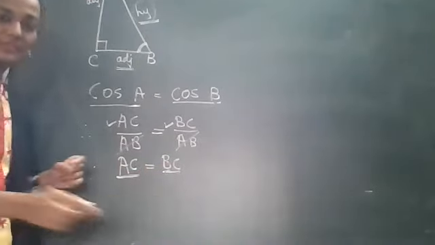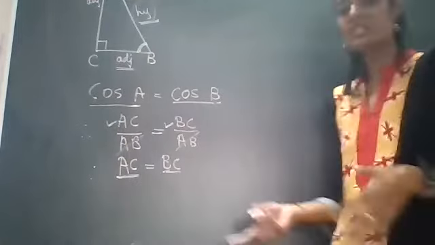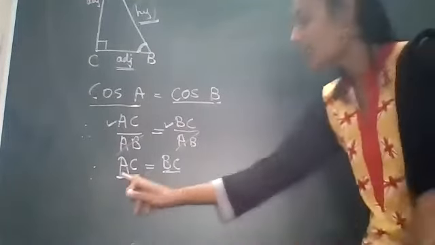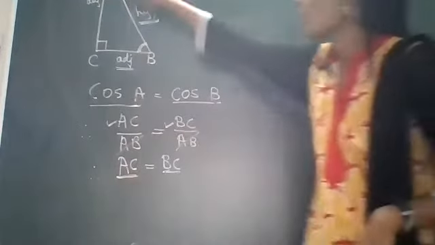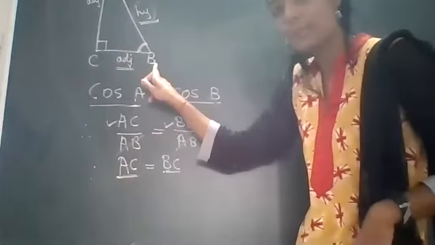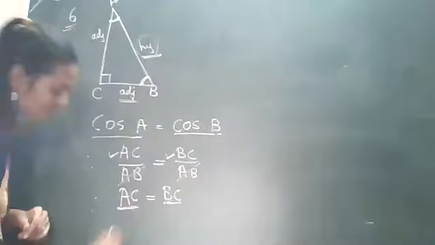Yes or no? This is the property of triangles, right? If the sides are equal, then the opposite angles should be equal. So AC is there. What is the opposite angle of AC? The opposite angle of AC will be B, right or not? Yes, ma'am. So the opposite angle of AC will be B.